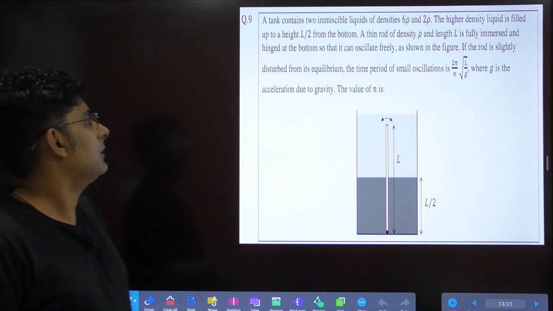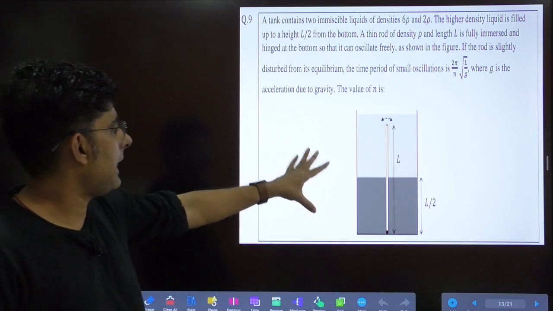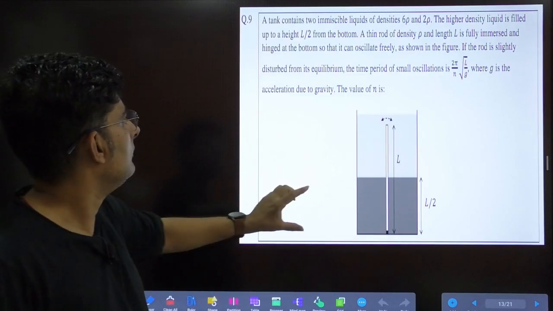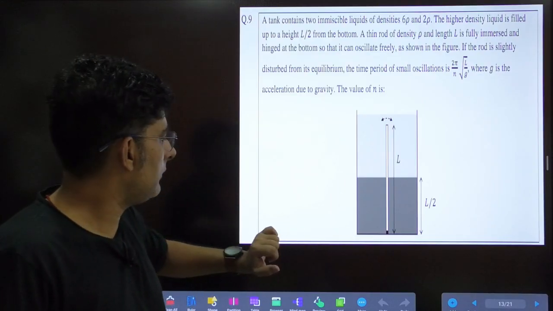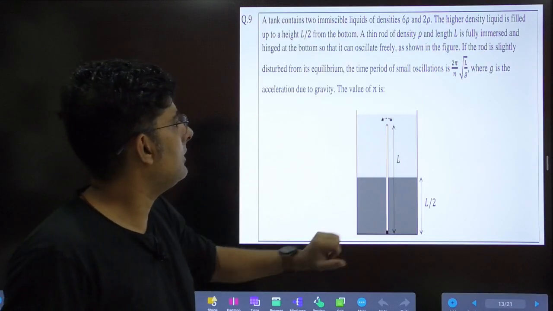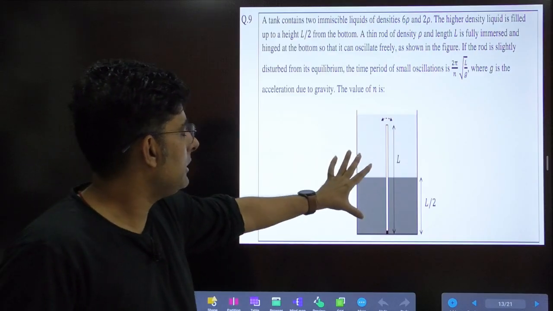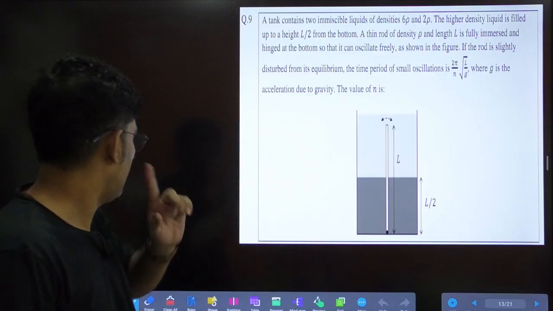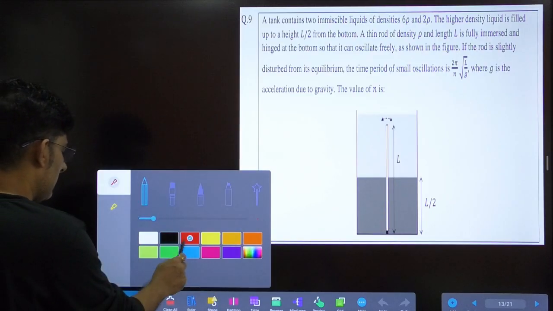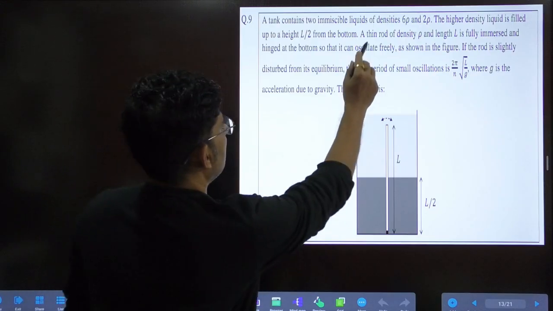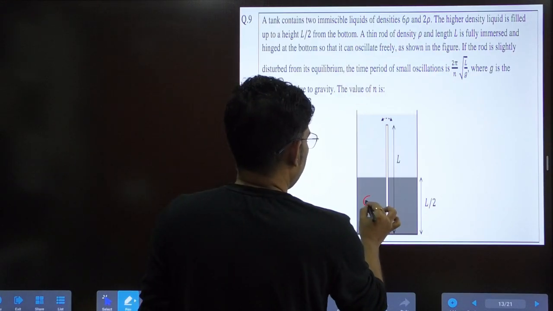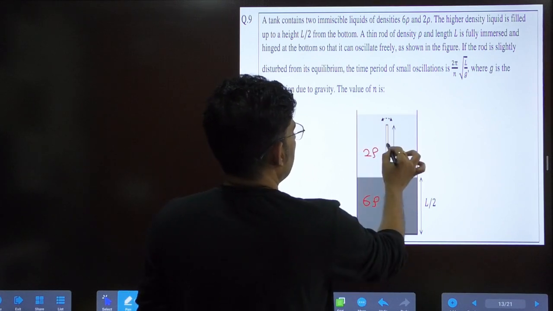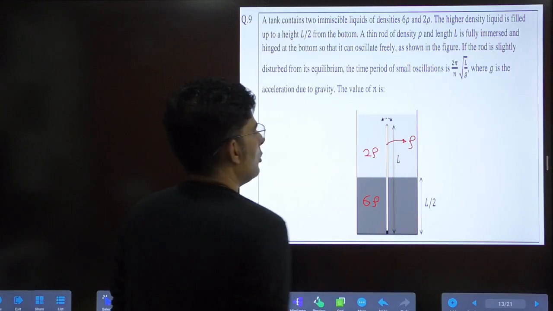Okay, let's check question number 9. Here we have a tank which has two immiscible liquids, with L by 2 being the height of the lower one, and there is a rod whose length is L, and it is fully immersed so that L by 2 length is in the lower liquid. The lower liquid has density 6 rho and the upper one has density 2 rho. The rod's density is mentioned here as rho.